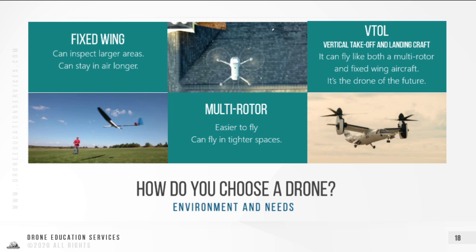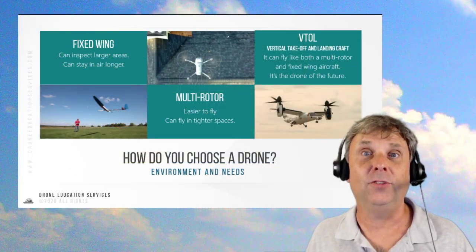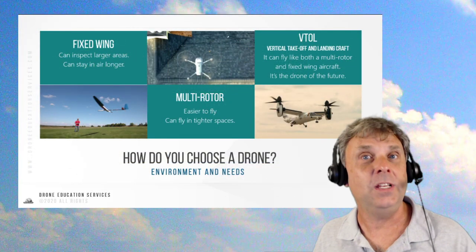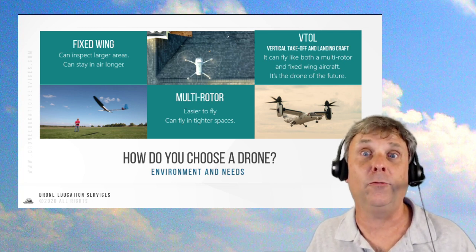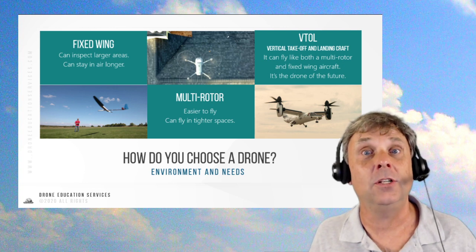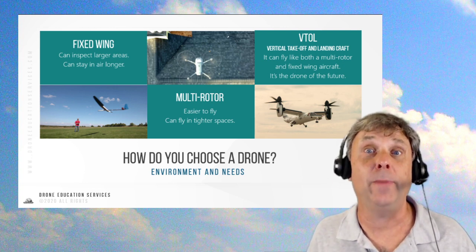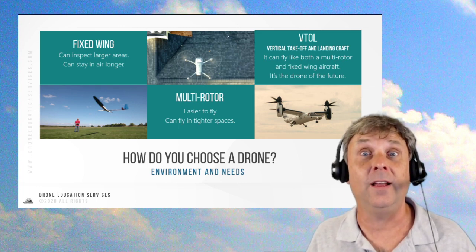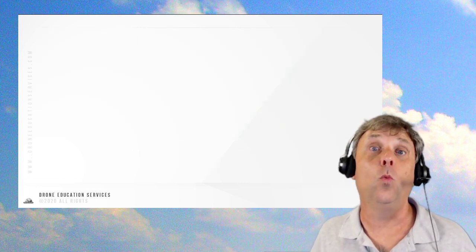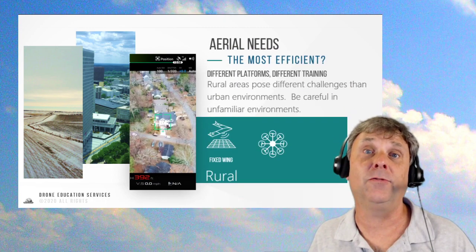Now, the VTOL is the drone of the future, according to Elon Musk, and I have to agree with him there. It stands for vertical takeoff and landing. What it can do is take off and land like a multi-rotor and then fly like a fixed wing. Now you're going to see these with the passenger drones out there, and you'll probably see these with big freight drones. Actually, UPS is starting to adopt these drones to deliver packages, and they're testing them with medical deliveries in North Carolina and Florida. So, what drone is going to be the most efficient for you?